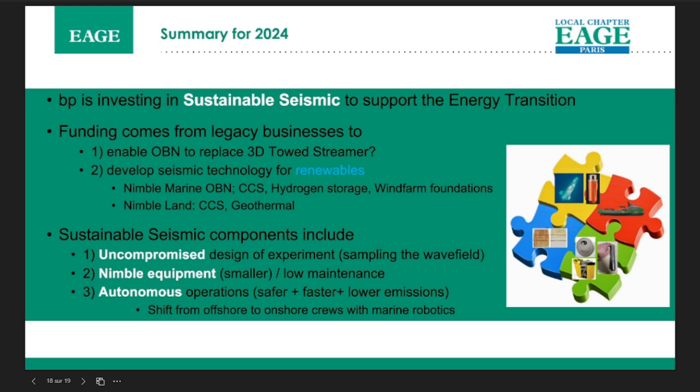We want then nimble equipment and low maintenance, because if we go autonomous, we'll have less people offshore. So low maintenance is certainly at least during the survey. In between surveys, do your maintenance, right? If we can get to that, that would be super efficient. And autonomous is safer, faster, with lower emissions. And we move the crew onshore and supplement that with offshore robotics.